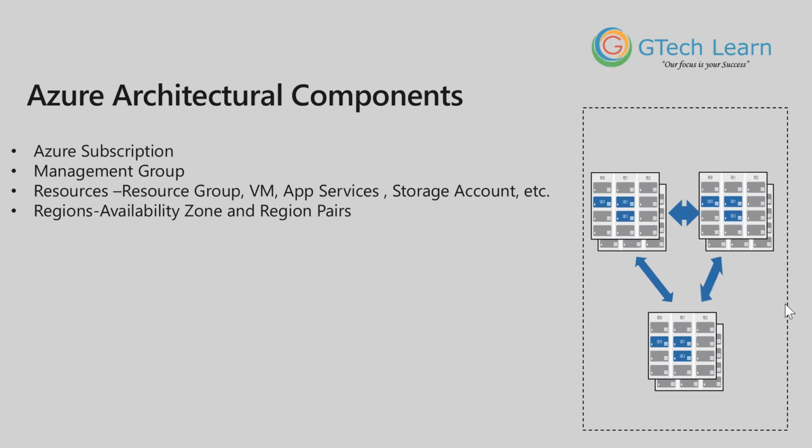After that, there is the availability zone. Within a region itself, there are availability zones, meaning that under an availability zone there are multiple data centers which are connected by a wired connection. So this was all about Azure architectural components.